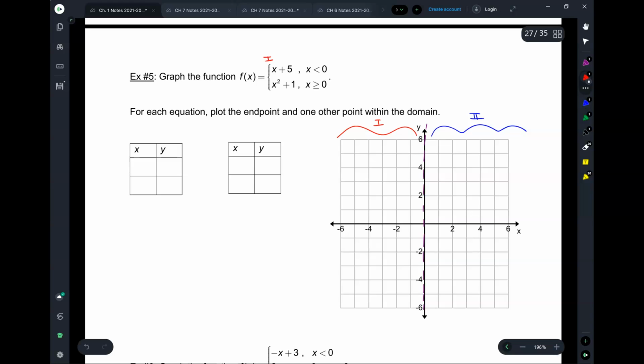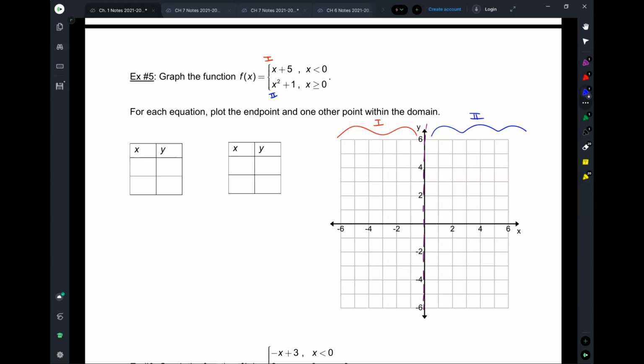The x plus 5. This one lives in region number 1. Region number 1's domain is x is less than 0, this part, and that's the function that lives there. So what lives in region number 2? This one, right? X squared plus 1. So here's what we're going to do. We're going to graph each of these independently of each other.